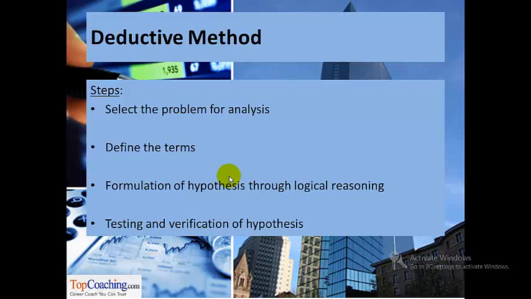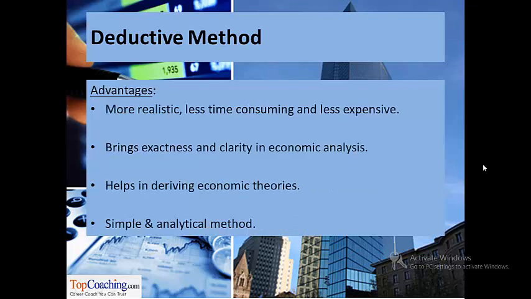The third step is formulating hypotheses through logical reasoning. The third step in deriving generalizations is deducing hypotheses from the assumptions taken. The next step is testing and verification of hypotheses. Before establishing laws or generalizations, the hypothesis should be verified through direct observations of events in the real world and through statistical methods. An inverse relationship between price and quantity demanded of a good is a well-established generalization example.